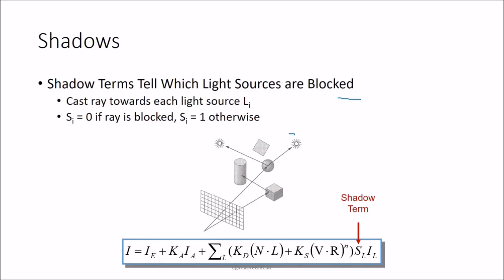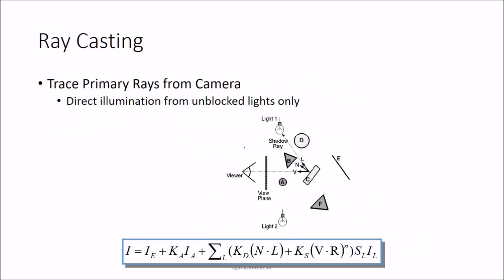So we cast a ray towards each light source alike. These are the different rays. So we cast rays, and this is a global perspective. This is one model, but there are various models. These are the light sources, and Si equals 0 if the ray is blocked, and we say Si equals 1 otherwise. So in the previous term, we will add a shadow term Sl, and you know what S is going to be: 0 if the ray is blocked, otherwise 1.